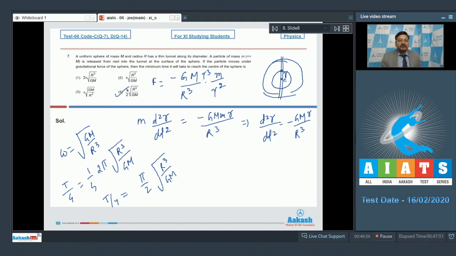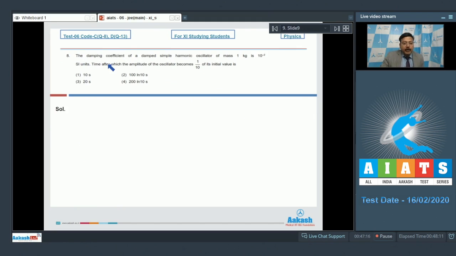Let's go to the next problem now. Question 8 says the damping coefficient of a damped simple harmonic oscillator of mass 1 kg is 10 to the power minus 2 SI units. Time after which the amplitude of the oscillator becomes 1 by 10 of its initial value is.